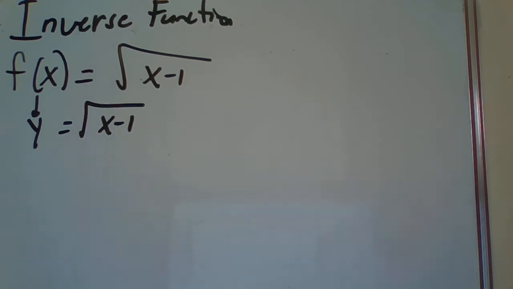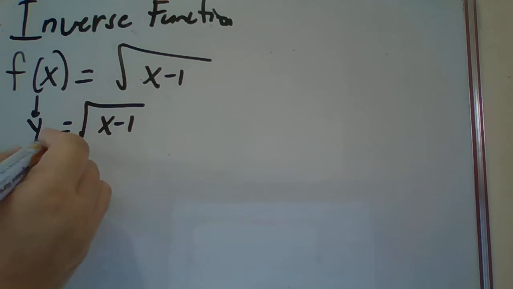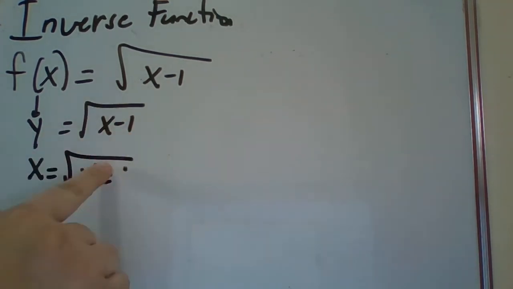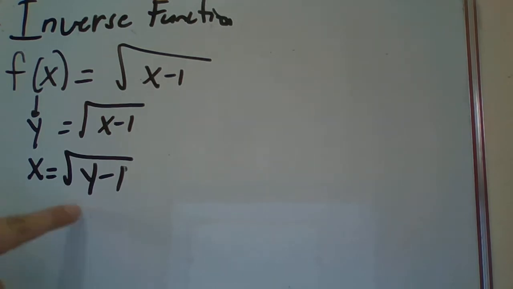And then, we interchange x and y. So, this is where y goes. It becomes x equals square root of y minus 1. Now, after we already have this, we need to solve for y. How do we solve that? Of course, we need to eliminate this radical. How do we eliminate it? We square both sides.